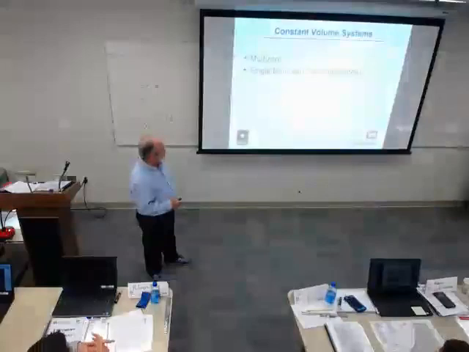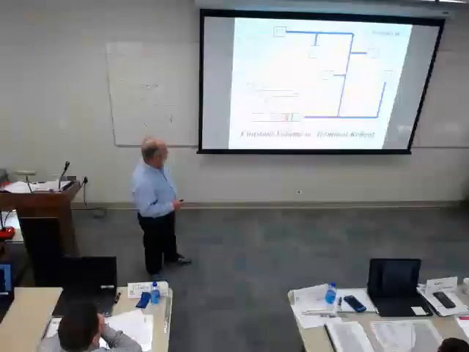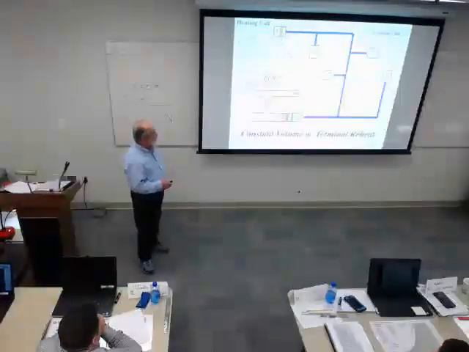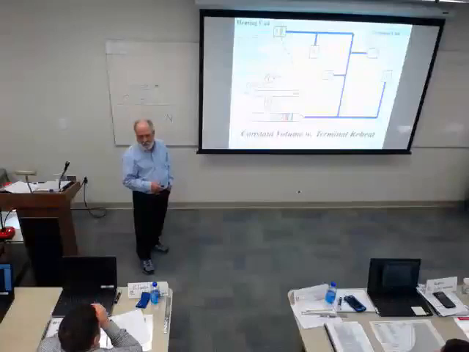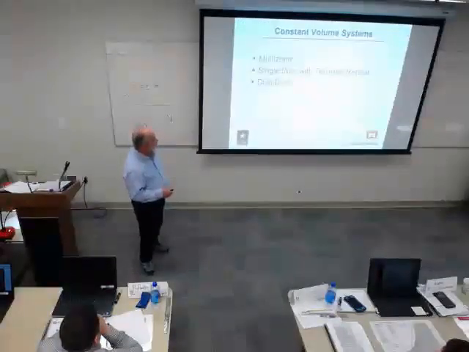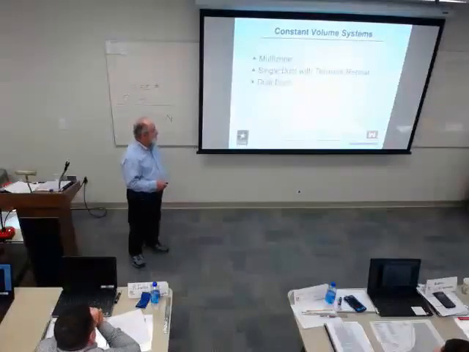Okay, we also have a single duct for terminal reheat. What we've done on that very end one is put a heating coil in there. Everybody's getting the same temperature air, it's constant volume, but somebody needs more heat, zone 5, and so you can modulate the coil to heat it. So constant volume systems include multi-zone, single duct with terminal reheat, and dual duct.